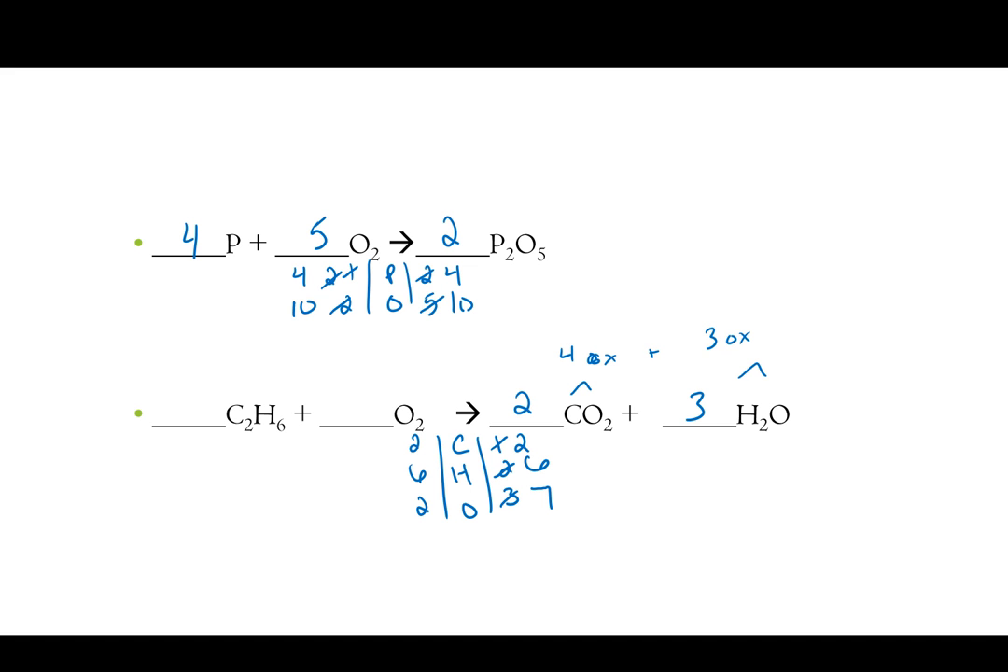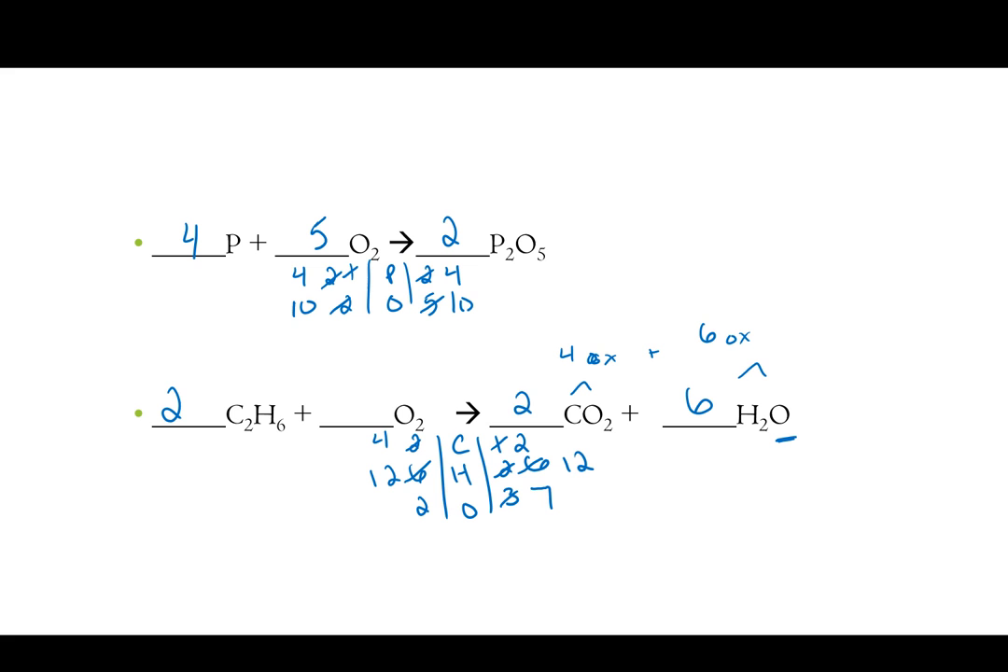And what's going to make the oxygens even is the odd oxygen here in the water, right? So we're going to change that. We're going to double that, just like we did in the other one, to 6. So now this is going to be 6 oxygens here. But when I did that, that's going to change hydrogens to 12. And so I would have to go back here and change the C2H6 so that I have 12.